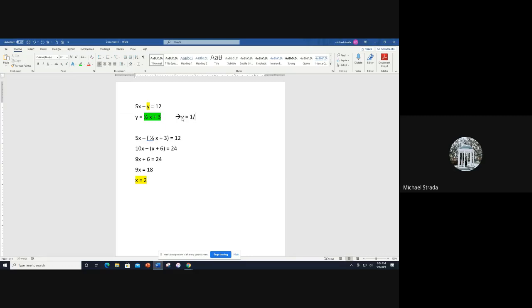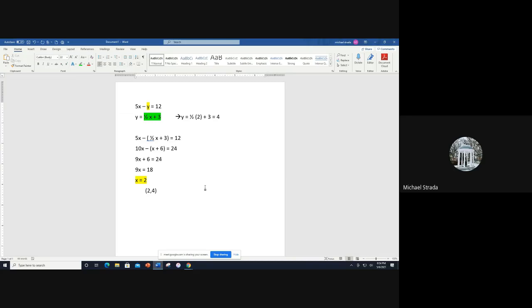All right, so we're looking at y equals 1/2, and that's why it's called substitution. You replace it with the value you get. 1/2 of 2 is 1. 1 plus 3 is 4. So my answer, or quote unquote solution, would be 2, 4. All right, so that would be substitution.